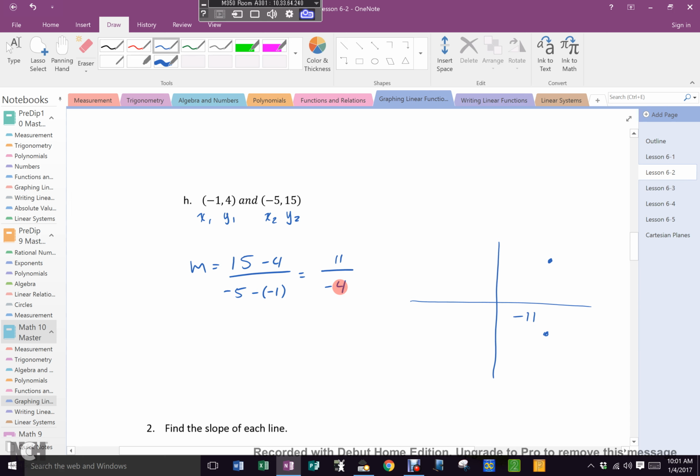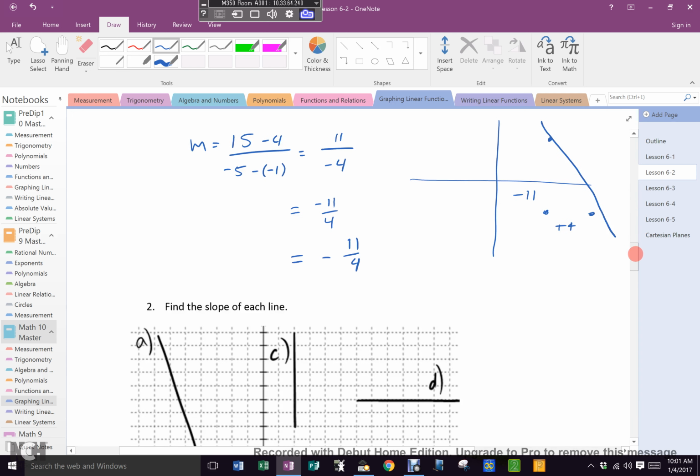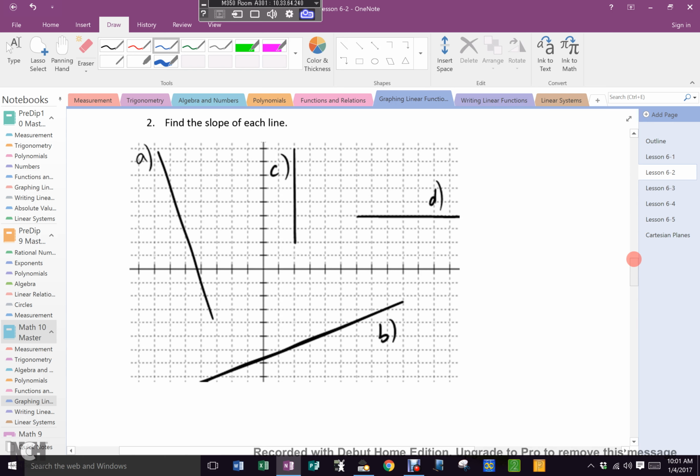But what would I have to do here? I would have to go +4 to make that line. Because this is the same as -11 over 4, and it's the same as -11/4. Is everybody good? Yes? Once, twice, thrice? Okay.